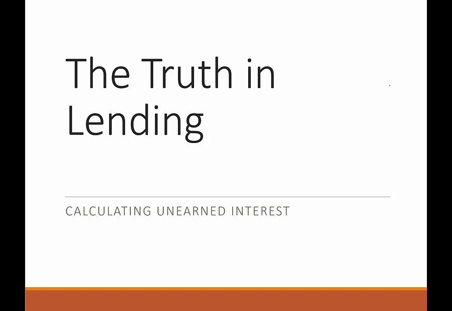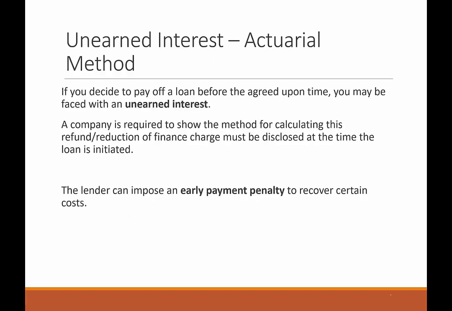In this video on the truth in lending, we're going to talk about calculating unearned interest. First, let's talk about what unearned interest is. Well, unearned interest is what you may be faced with if you decide to pay off a loan before the agreed upon time. A company is required to show the method for calculating this refund or reduction of the finance charge, and it must be disclosed at the time the loan is initiated. The lender can impose an early payment penalty to recover certain costs. Although since 2009, since the market crash, a lot of companies have done away with an early payment penalty because they're just happy to get the money back at all.